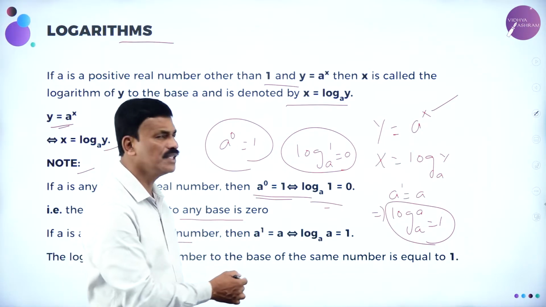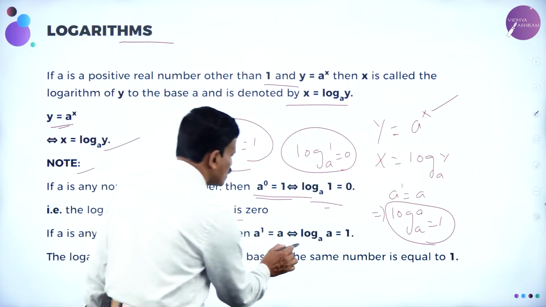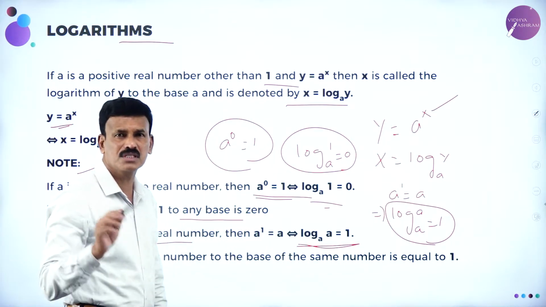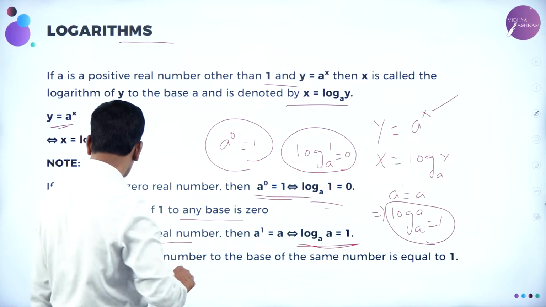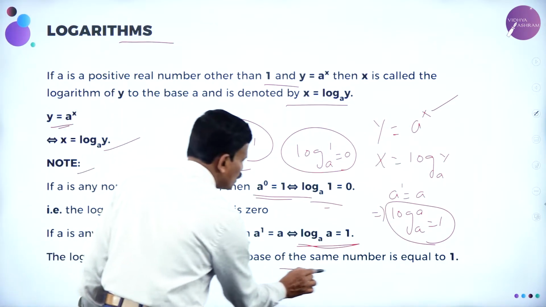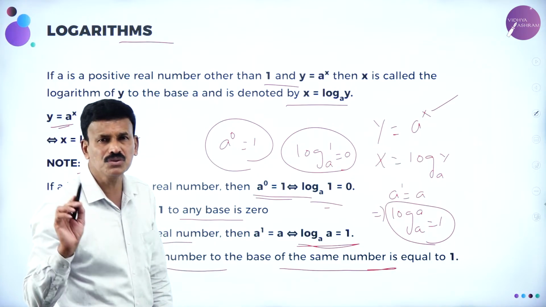The logarithm of any number to the same base is always equal to 1. That is, log a to base a is equal to 1. This is a very important concept. The logarithm of any number to the same base is always equal to 1.